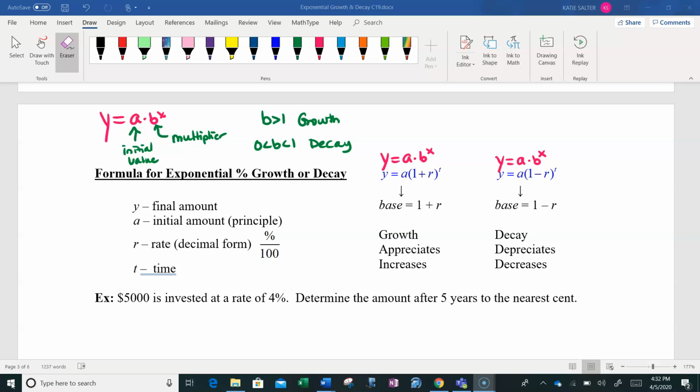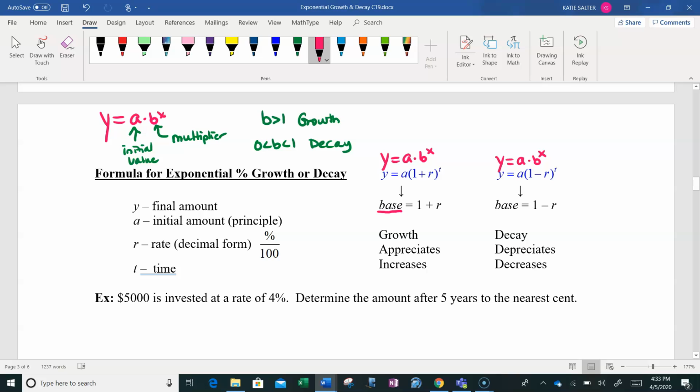The formula we're going to use for percent growth and decay is pretty much the exact same thing. It's still y equals a times b to the x. The only difference is, to get the b, to get that base, which is our multiplier, if it is growing by a percent, we are going to do 1 plus the rate it's growing at.